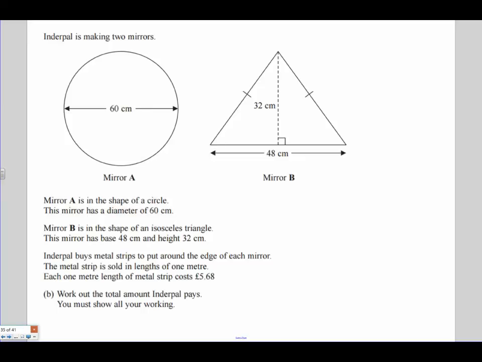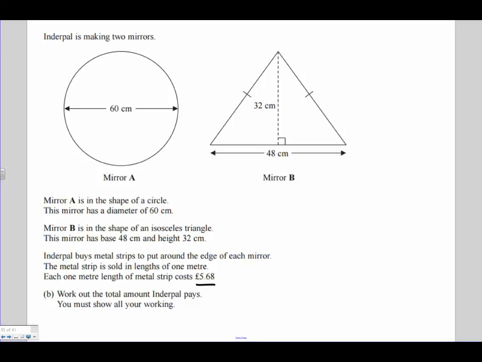Part B shows that Indapal is making two mirrors. Mirror A is a circle and mirror B is an isosceles triangle. And we need to buy metal strips to put around the edge of both the mirrors. Each meter length of the metal strip costs £5.68. Work out the total amount Indapal pays and you must show your working out.